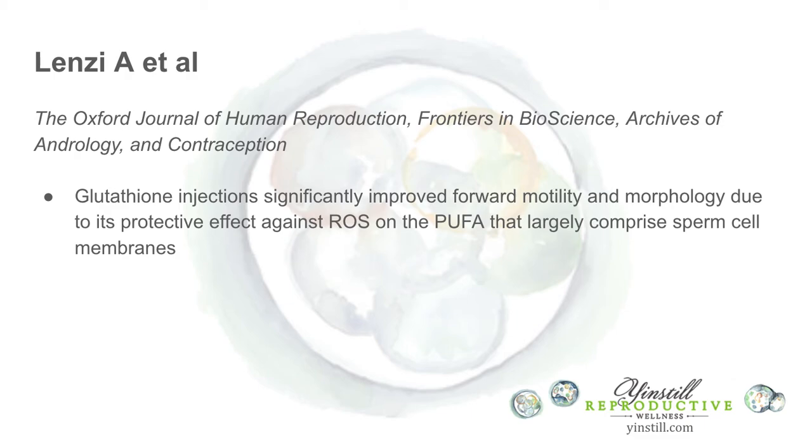Multiple studies by Lenzi et al., which we had already referred to, a research group in Italy, published in the Oxford Journal of Human Reproduction, Frontiers in Bioscience, the Archives of Andrology, and Contraception journals, came to the following conclusions in regards to sperm oxidative stress, inflammation, and glutathione. Glutathione injections significantly improve forward motility and morphology due to its positive effect against ROS on the polyunsaturated fatty acids, or the fatty cell membranes that largely comprise sperm cell membranes.